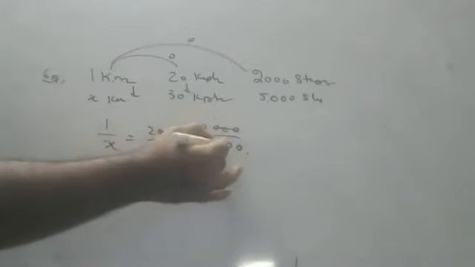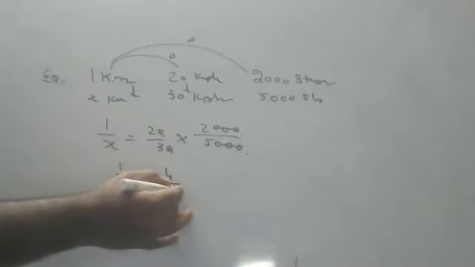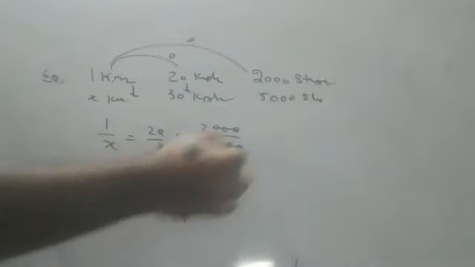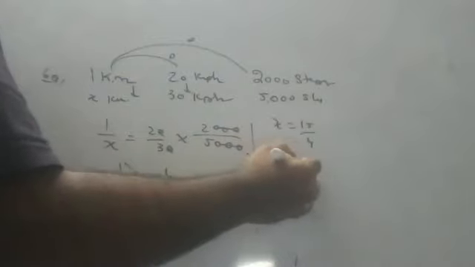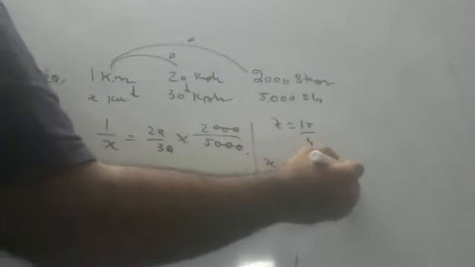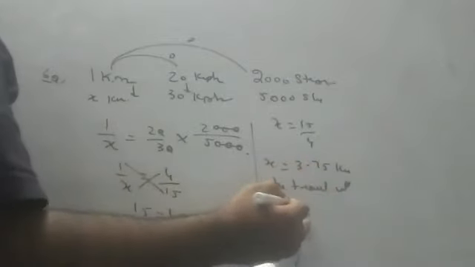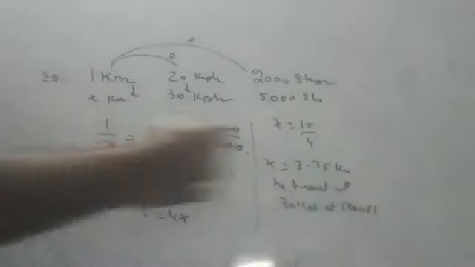Zeros cancel. 1 by x is equal to 2 2s are 4, 5 3s are 15. This comes here, this goes here. 15 is equal to 4x, and x is equal to 15 by 4, which is 3.75 kilometers. He travels that with 30 kmph speed at 5000 steps stride.